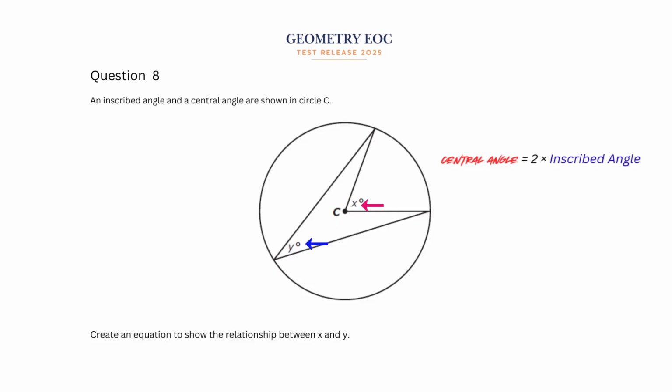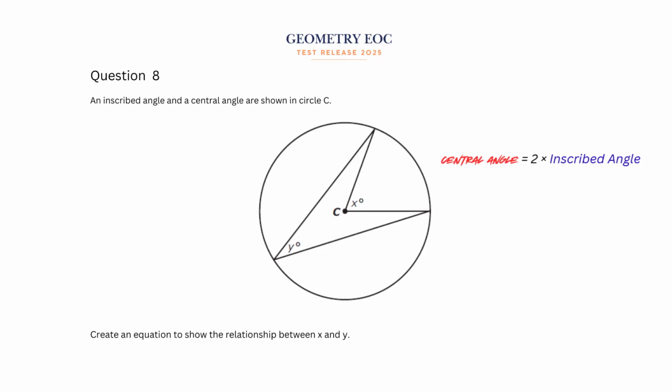Let's identify the angles. X is the central angle because its vertex is at the center C. Y is the inscribed angle because its vertex is on the circle. Both angles intercept the same arc. Step 1. Apply the relationship. Since both angles intercept the same arc, we use the rule: the central angle is twice the inscribed angle.